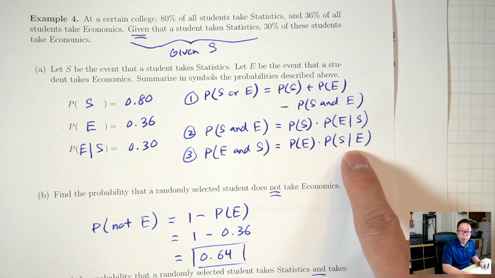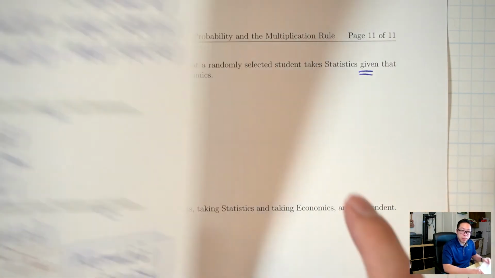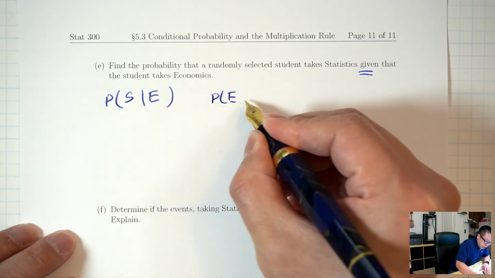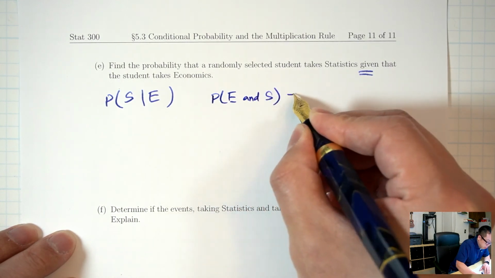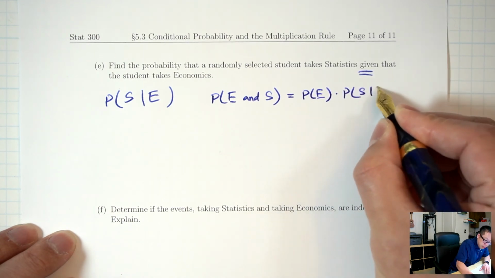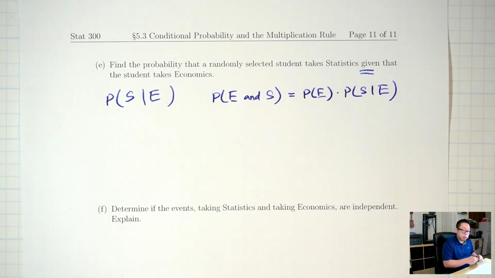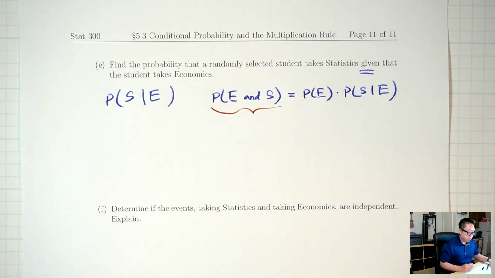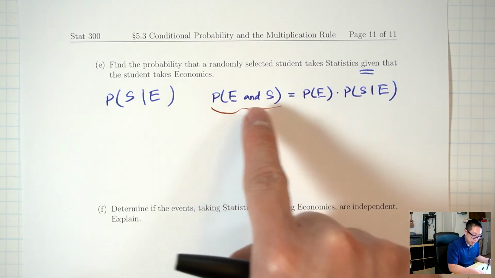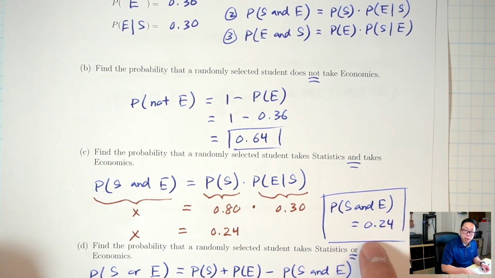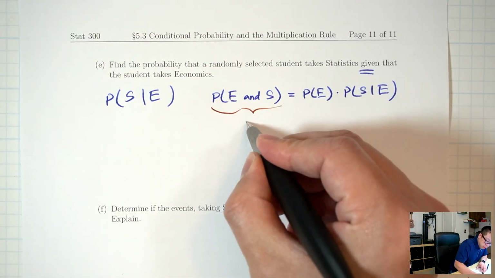I see it right here. All right, so I'm going to be using equation 3. Let me recopy it. Equation 3 says probability of E and S equals probability of E times the probability of S given E. Go through, fill in what you know. E and S. For ANDs, the order does not matter, so E and S is the same thing as S and E, which we did find already in part C, and it was 0.24, so that's 0.24.